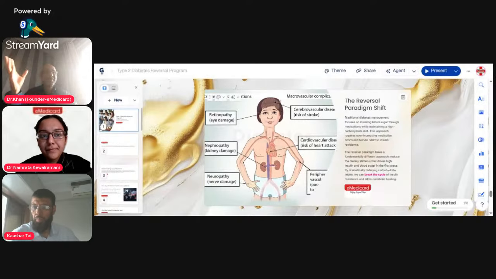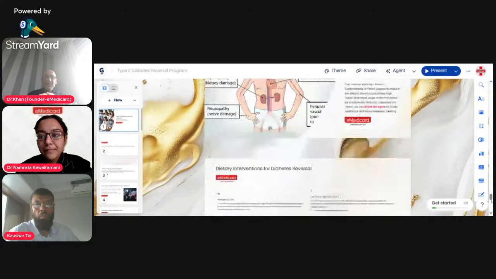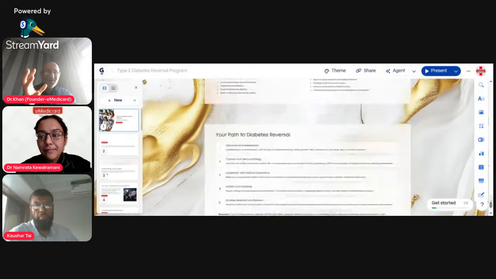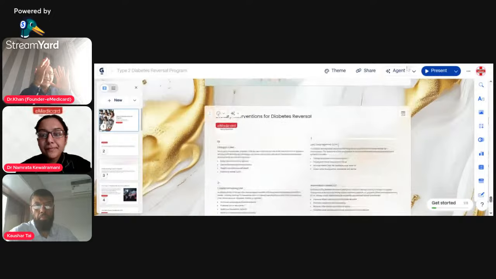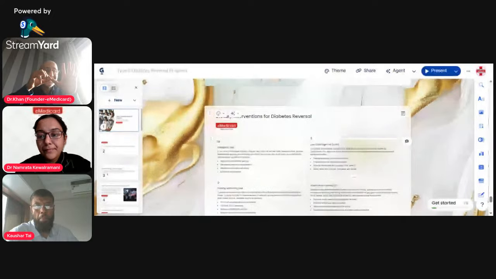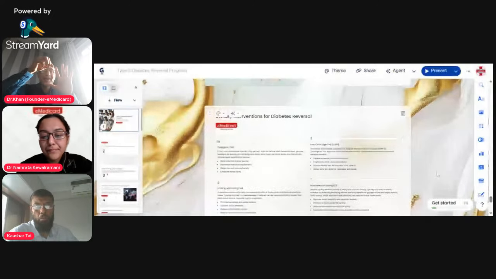Okay, so the reversal paradigm shift. What is the traditional approach? What do doctors do? They focus on the symptoms. They just focus on the symptom. You got diabetes, okay, take this metformin. You got hypertension, okay, take this hypertension tablet.